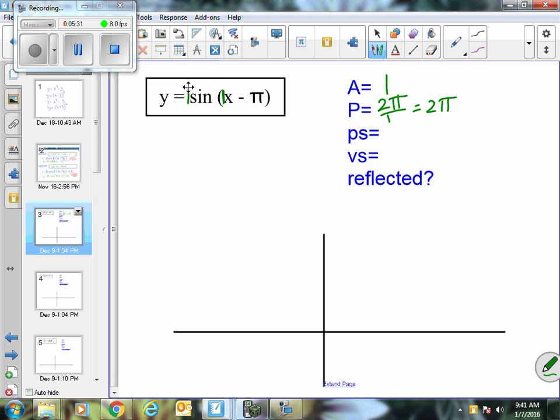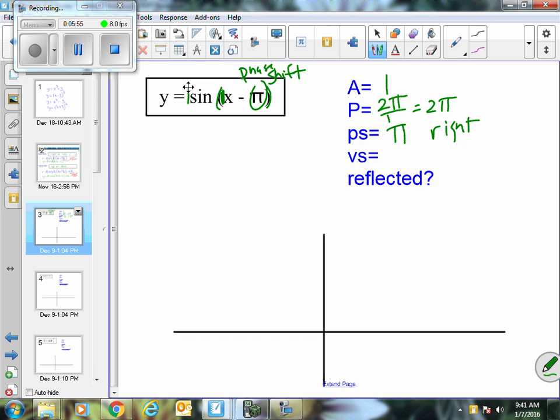Is there a phase shift? Look for that visual cue. I'm seeing parentheses. That means there's going to be a phase shift. If you look inside, the coefficient is a 1, which is fantastic. So it's x minus this number right here, that would be that phase shift. Now that means we're going pi units, and it's going to the right because it's a positive in there. It's x minus the shift.